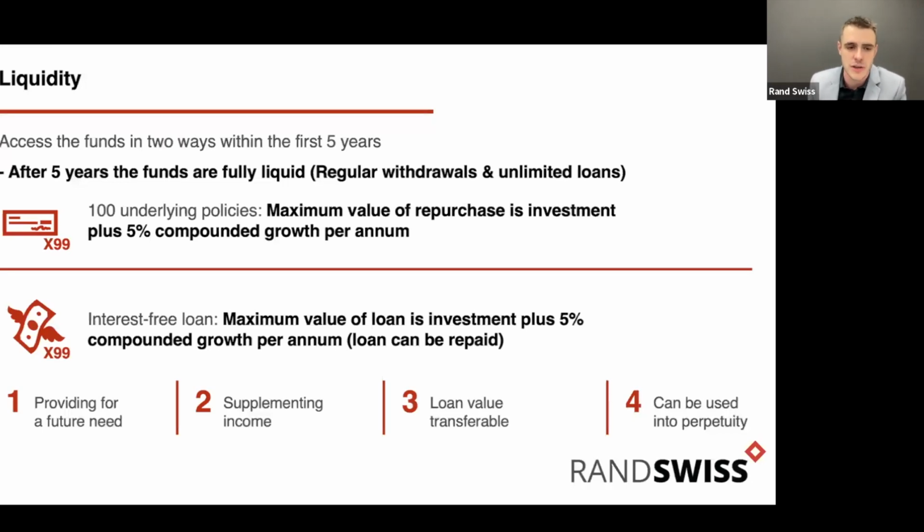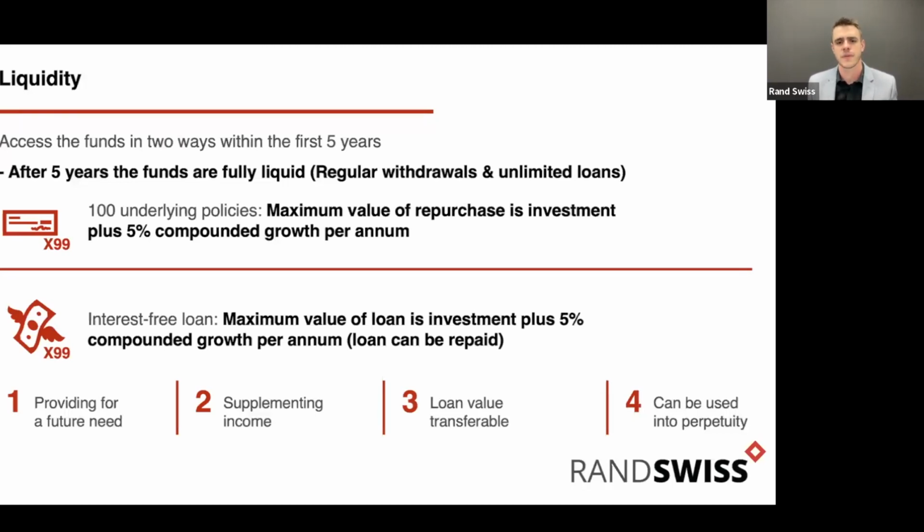And that's where we've seen a huge demand for these products, because typically in the past, people have liked trusts because there's that longevity amongst them. This offers that with the feature of a loan. And there's 4 reasons we love the loan. One is because it allows you to provide for future need.